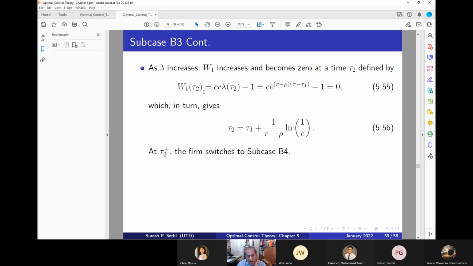So W1 is CR lambda minus 1. So that is CR, there is R, there is lambda, and at tau 2 it is equal to 0.